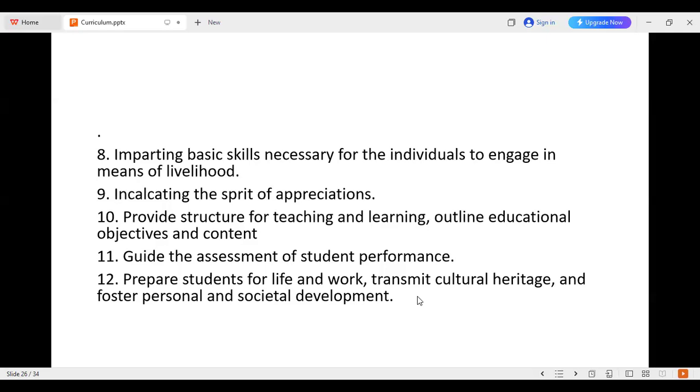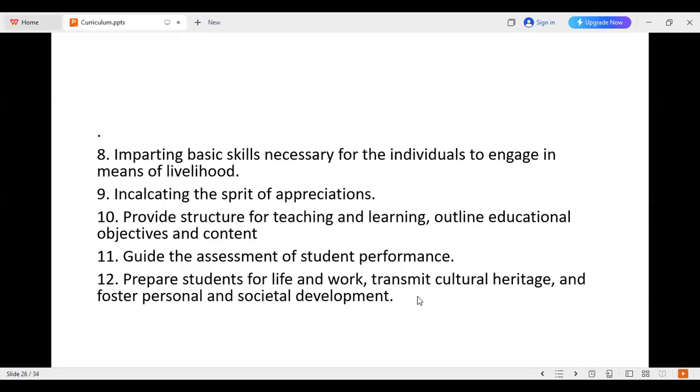Curriculum should provide structure for teaching and learning. I gave an example for that. Objectives and content. For the primary, different content. Junior secondary, different content. Senior secondary, different. Advanced level in higher education, different content.